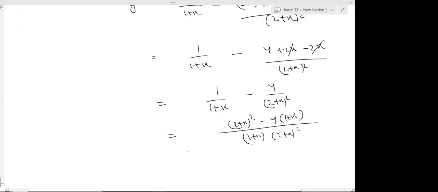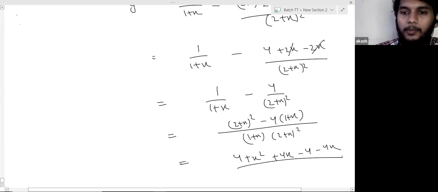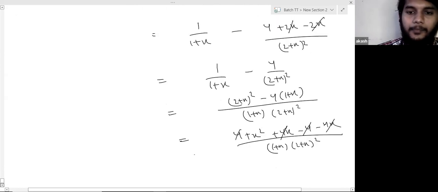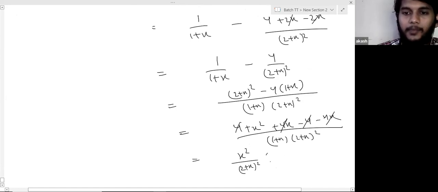Right, so a plus b whole square: 4 plus x square plus 4x minus 4 minus 4x upon 1 plus x and 2 plus x whole square. So 4x, 4x is cancelled, 4, 4 is cancelled, right? Right, sir. So I made one silly mistake. All right. So that is why.